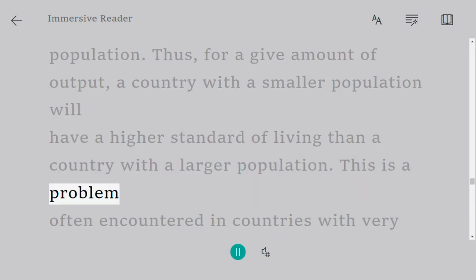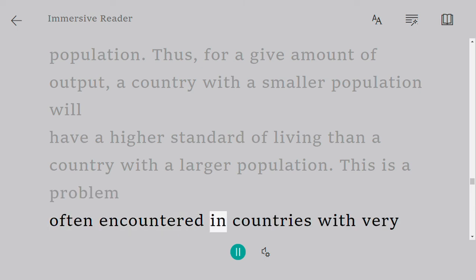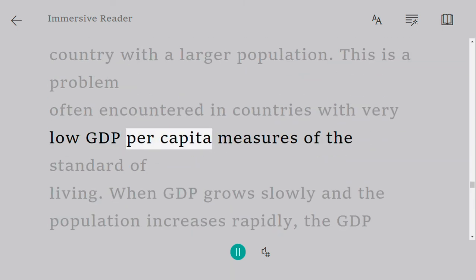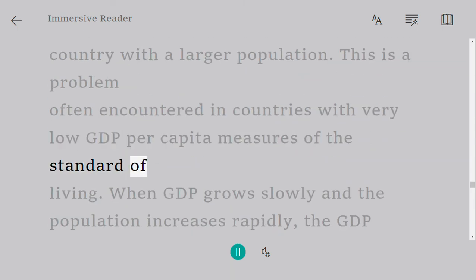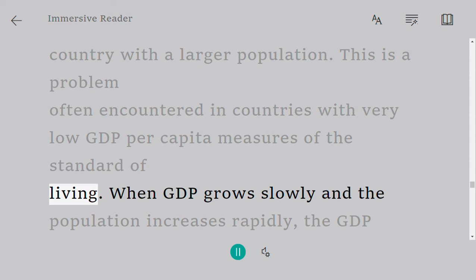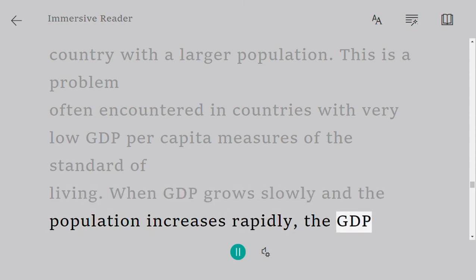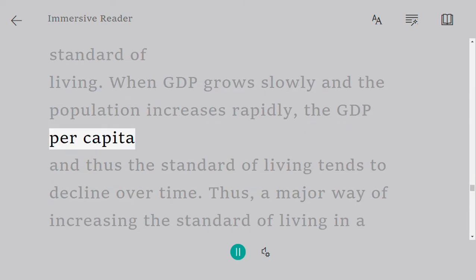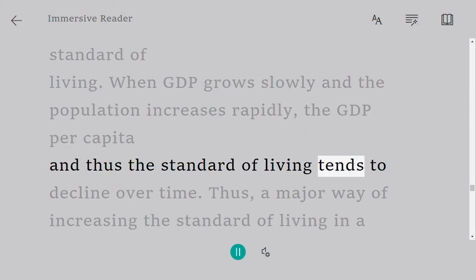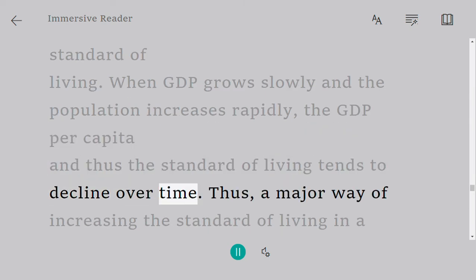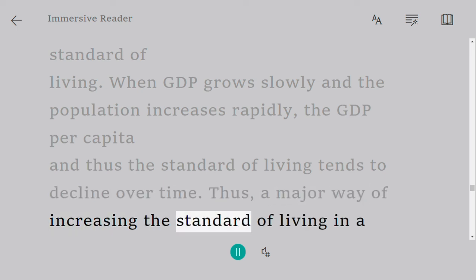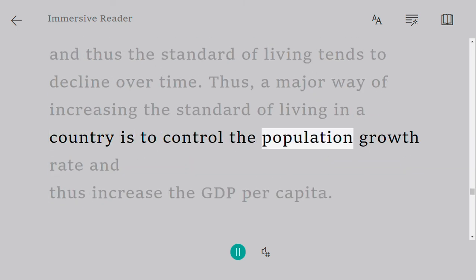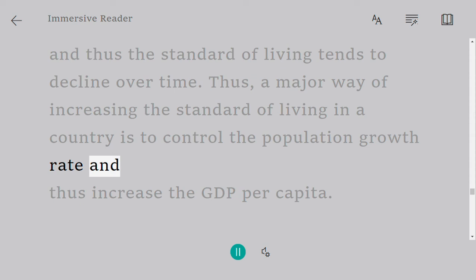This is a problem often encountered in countries with very low GDP per capita measures of the standard of living. When GDP grows slowly and the population increases rapidly, the GDP per capita and thus the standard of living tends to decline over time. Thus, a major way of increasing the standard of living in a country is to control the population growth rate and thus increase the GDP per capita.